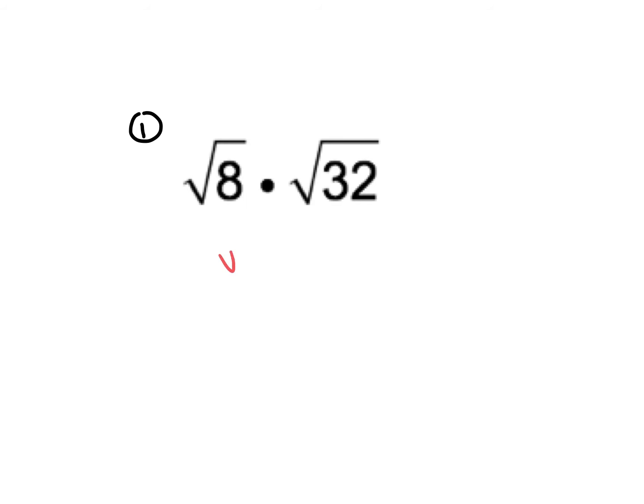So we multiply the insides. We could say it's 8 times 32. If we wanted to, we could multiply these two together, but then we would just have to break it down anyway, so we could just break it down from here.